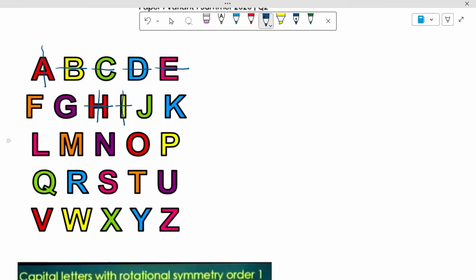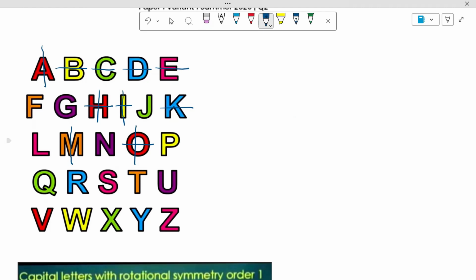K can have a horizontal line of symmetry. L, again, no line of symmetry. M can have a vertical line of symmetry. Then N, no line of symmetry. Letter O can have two lines of symmetry. P, no line of symmetry. Q, no line of symmetry. R, no line of symmetry. S, again, no line of symmetry.